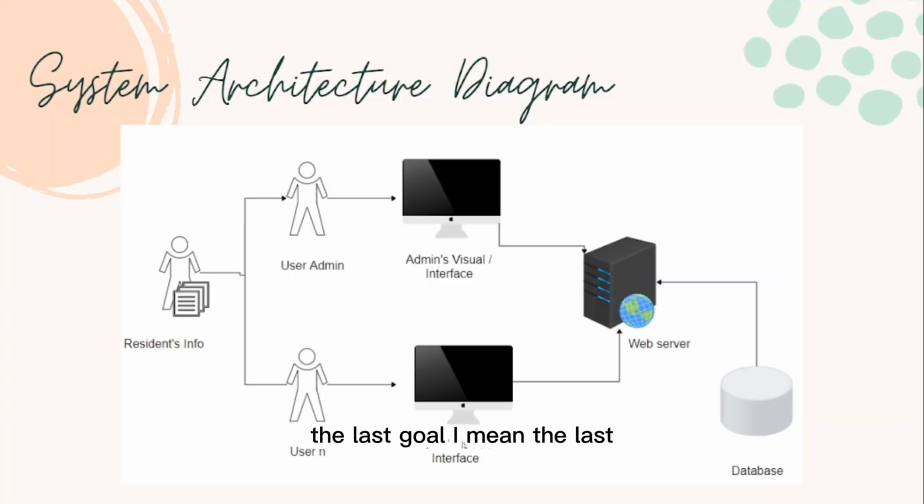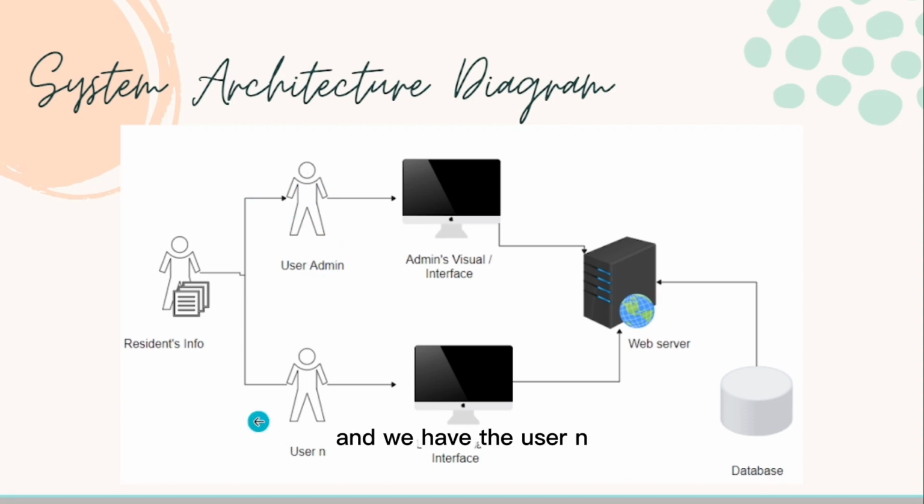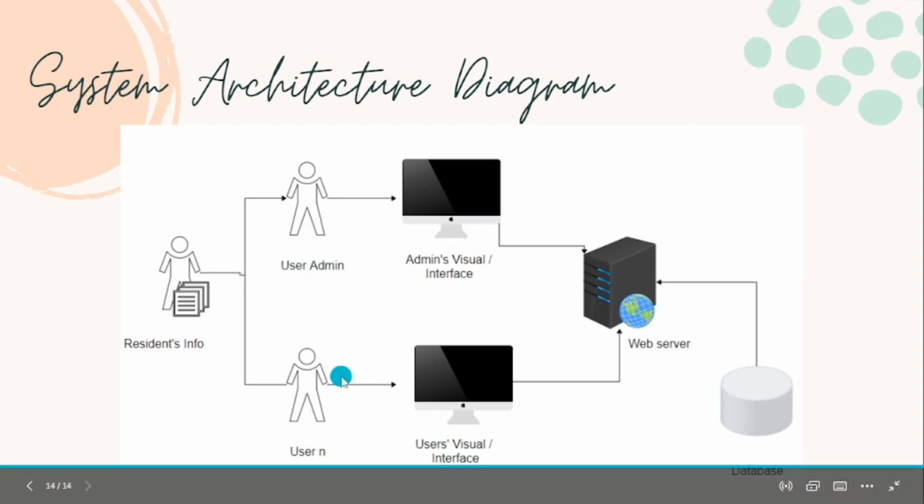So the last one to discuss is the system architecture design or diagram. I have here an example of the diagram, which is the residence information. We are going to collect the data or information from the residents, and we have the user admin and the user n.